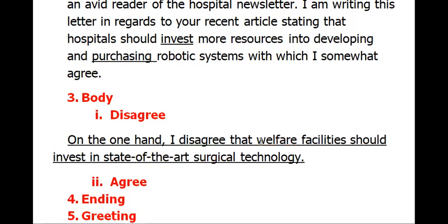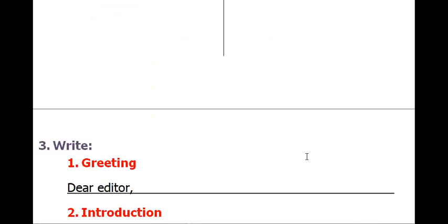There you go. So we try to use synonyms for hospitals, and we try to use synonyms for buy or spend money and robotic systems. Try to use synonyms as many times as you can throughout your response. So this is the first sentence in our first paragraph. And again, we're focusing on disagree. So now let's start with that SS1.